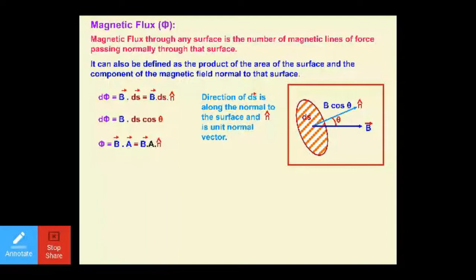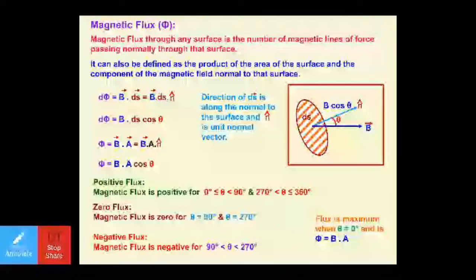And furthermore, you can write A vector as magnitude A in the normal direction. That means B vector dot A n cap. This you can write for the value of the flux phi. Furthermore, when you remove the dot, you can write phi equal to B A cos theta.